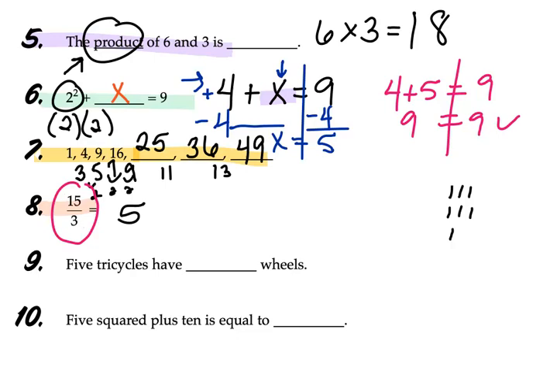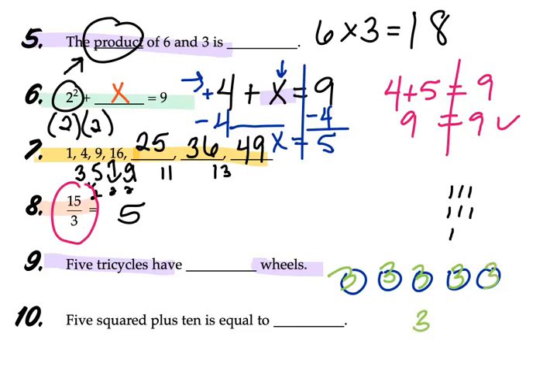All right. Next up. 5 tricycles have how many wheels? Okay, another opportunity to do a visual. 5 tricycles. I'm going to put 5 circles here to represent my 5 tricycles. Now, it's a tricycle, so I know it's going to have 3 wheels. Let me get a different color. It's going to have 3 wheels. So this tricycle has 3 wheels. This one has 3, 3, 3, 3.